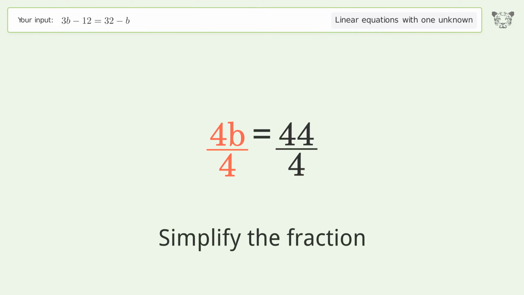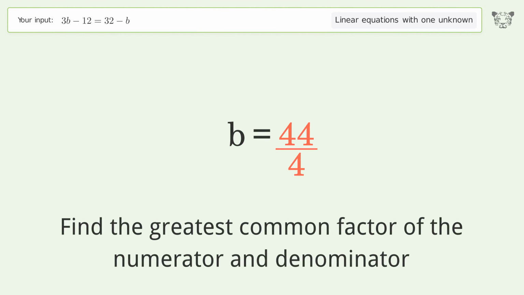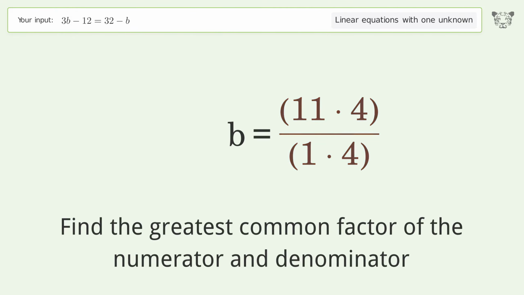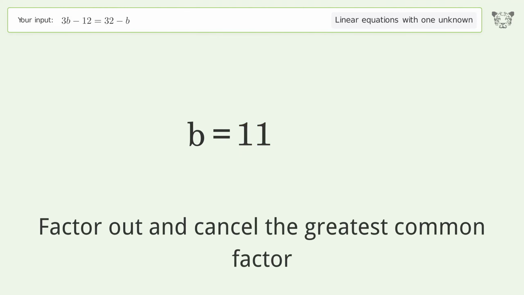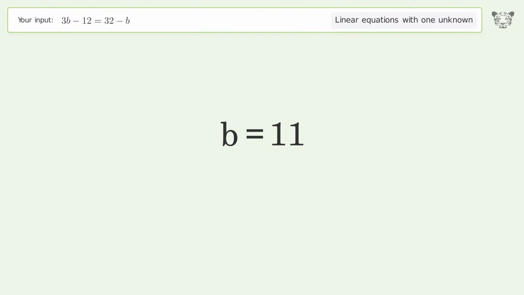Simplify the fraction. Find the greatest common factor of the numerator and denominator. Factor out and cancel the greatest common factor. And so the final result is b equals 11.